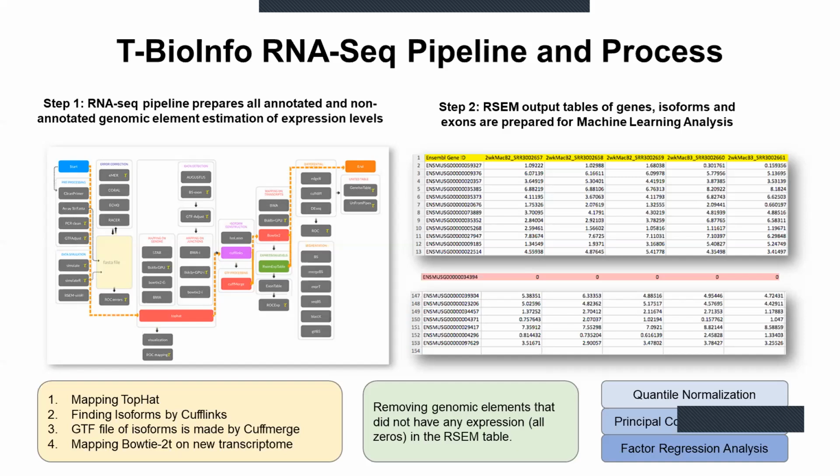So we used Cufflinks and Cuffmerge for that. Then we used Bowtie to map on the transcriptome. The difference is that when we were mapping on the genome, we were mapping on all the genes. Now we're mapping only on final transcripts, right? So we get the final expression table, which is created by using the RSEM expression table algorithm.